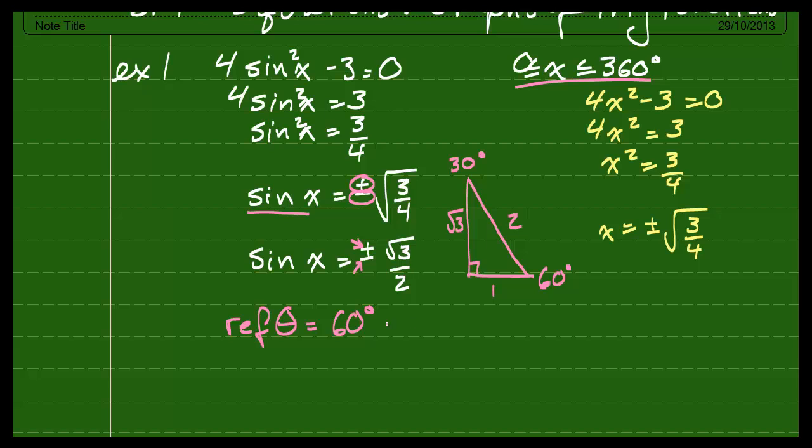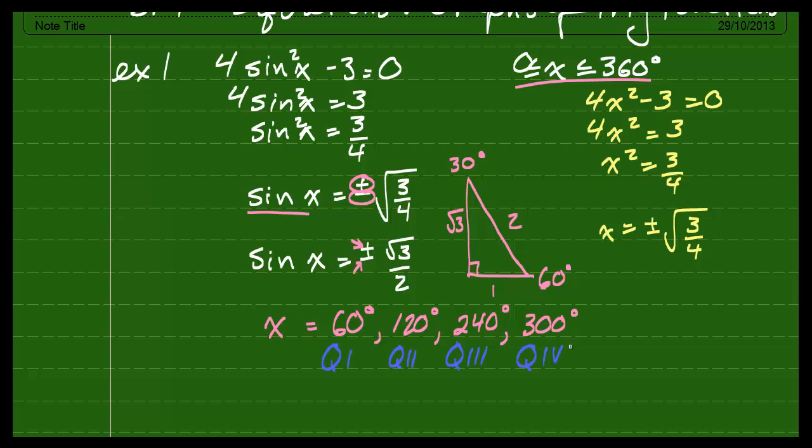So in quadrant 1 we've got 60 degrees. In quadrant 2, 180 minus 60 is 120 degrees. In quadrant 3, 180 plus 60 is 240 degrees. And in quadrant 4, 360 minus 60 is 300 degrees. Okay, so our reference angle was theta, or x, I guess. But all of our x values in Q1, those are all our solutions.